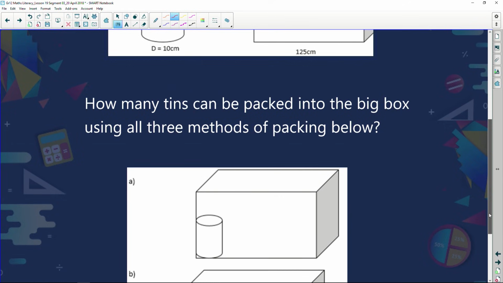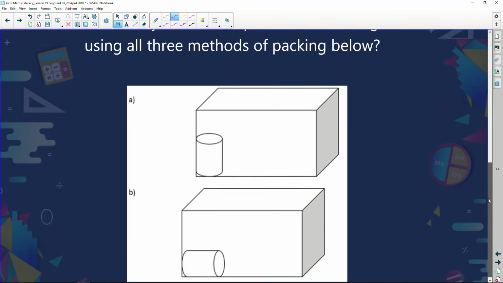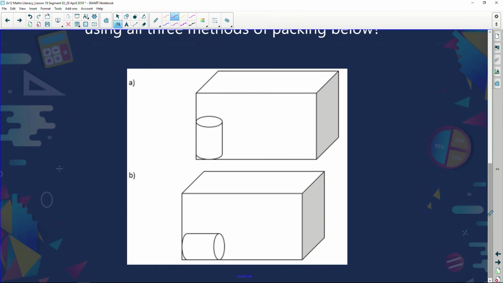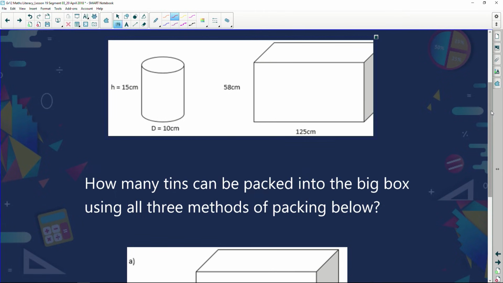We want to know how many tins can be packed into the box if we use this method, and then we're going to see how many tins can be packed in the box if we use that method. All right, so let's start. First of all, we have a big box. We've got a box 58 centimeters high, 125 centimeters, and then it carries on over here, and we've missed that measurement, so let me just put it in. We're going to pretend that that is a width of, let's say, 50 centimeters.